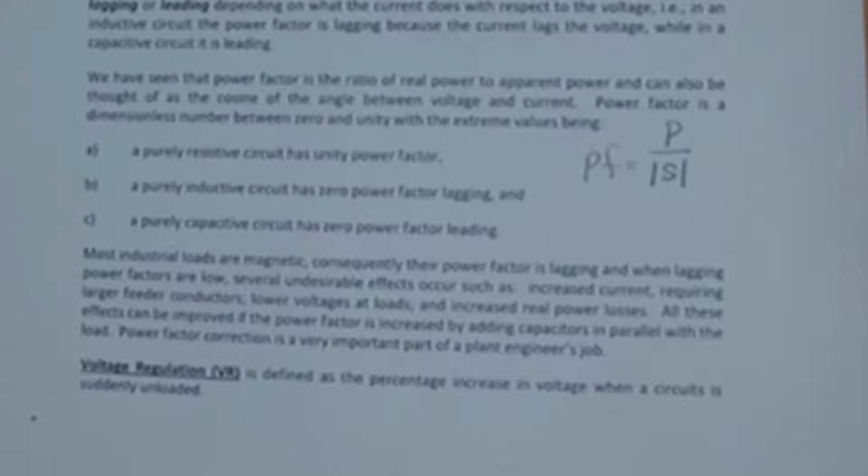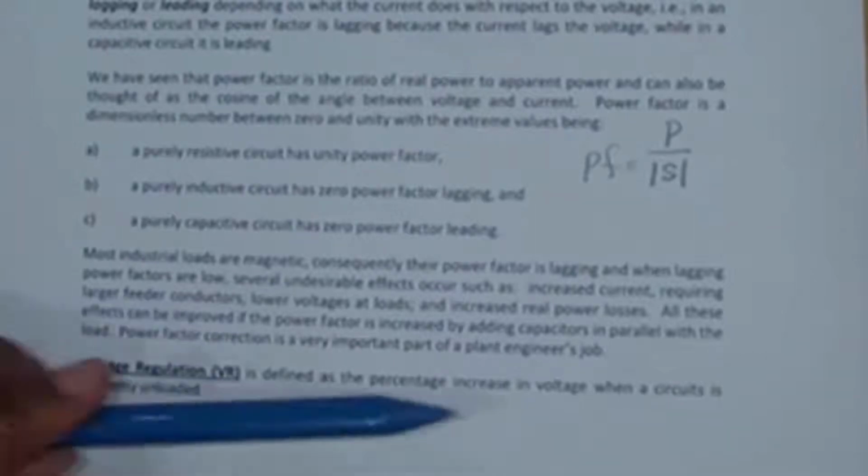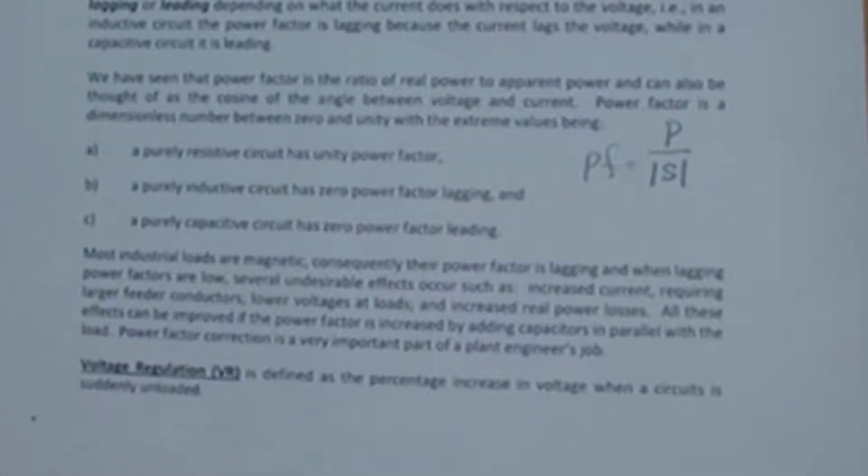So most industrial loads are magnetic, consequently their power factor is lagging, and when lagging power factors are low, several undesirable effects happen, such as increased current, requiring larger feeder conductors, lower voltage at loads, and increased loss of power. All these effects can be improved if the power factor is increased by adding capacitors in parallel with the load. Okay, so that's what we're going to do today. It's called power factor correction.